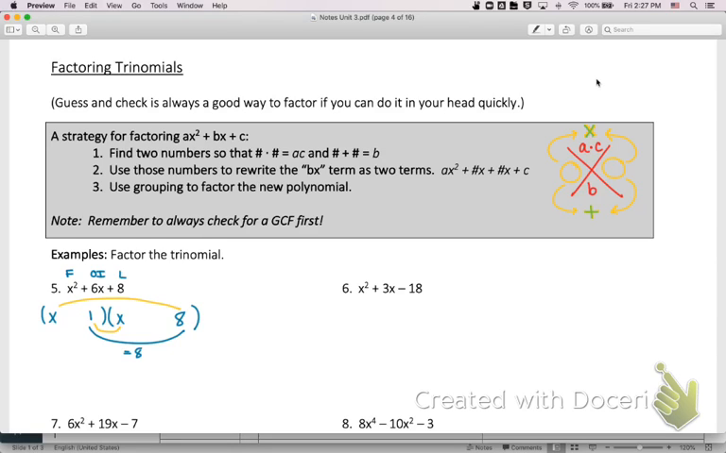And the answer is no. So it can't be 1 and 8. Maybe let's try 2 and 4. So the outside gives me 4x, the inside gives me 2x, and if I add those, I do get 6x, so I know that I want pluses inside both of these factors. And so there's your answer.